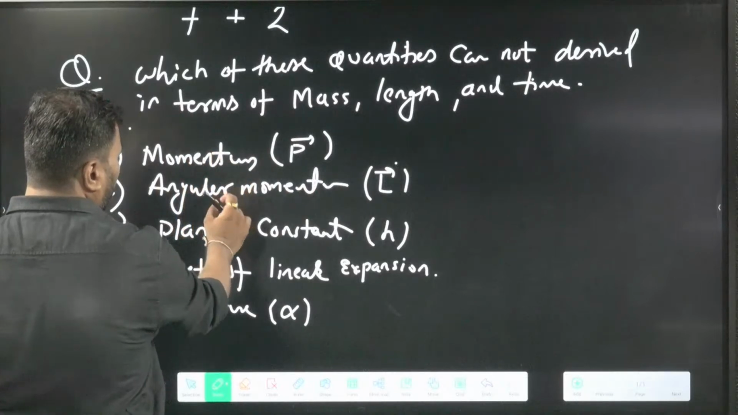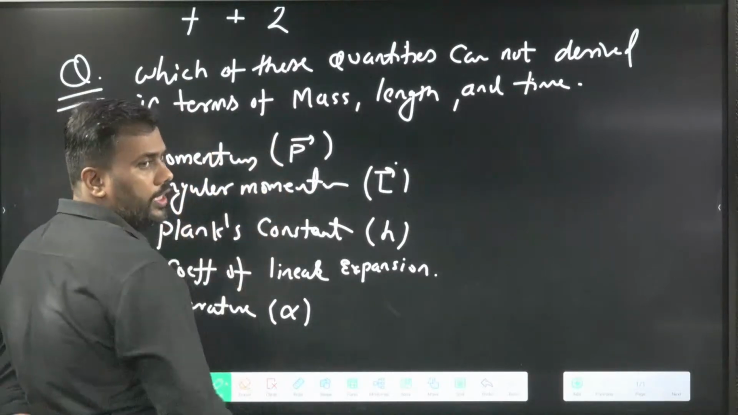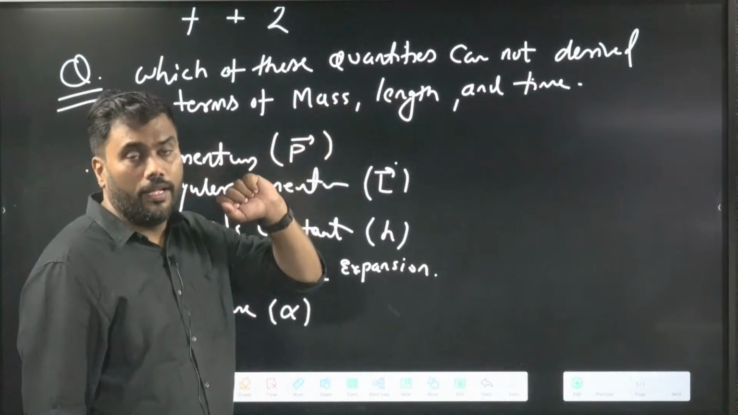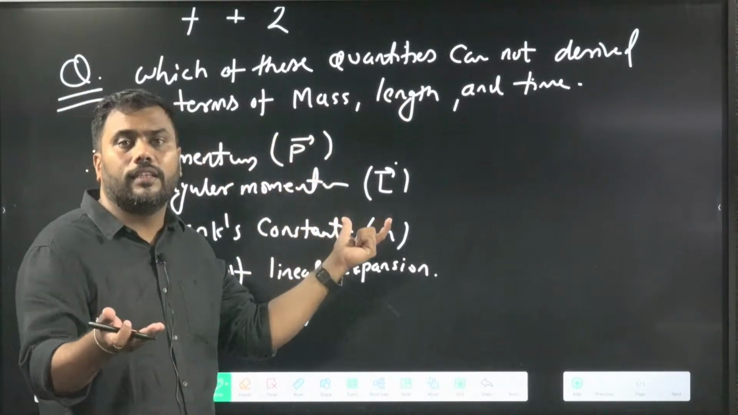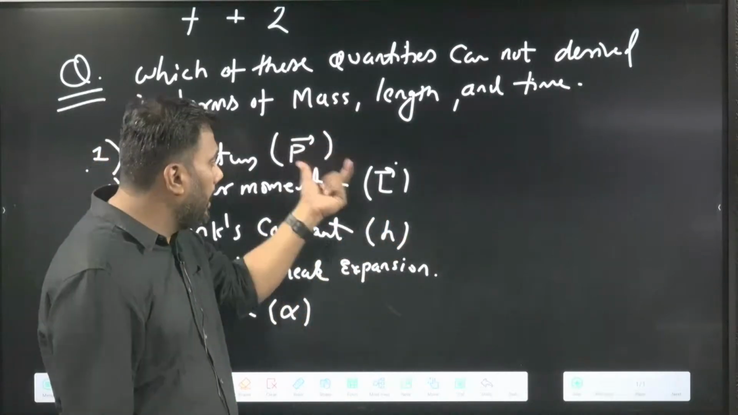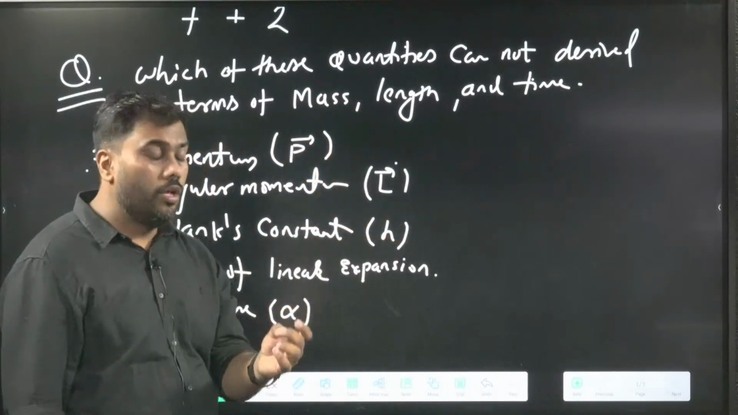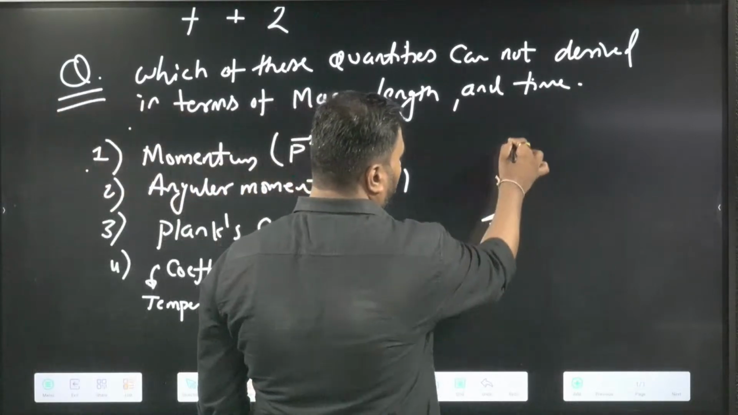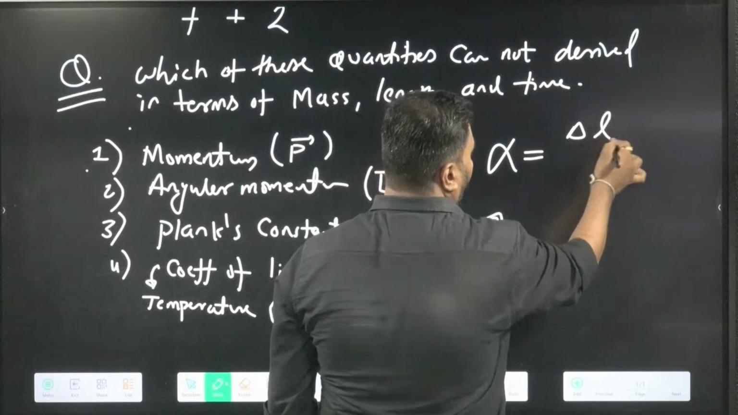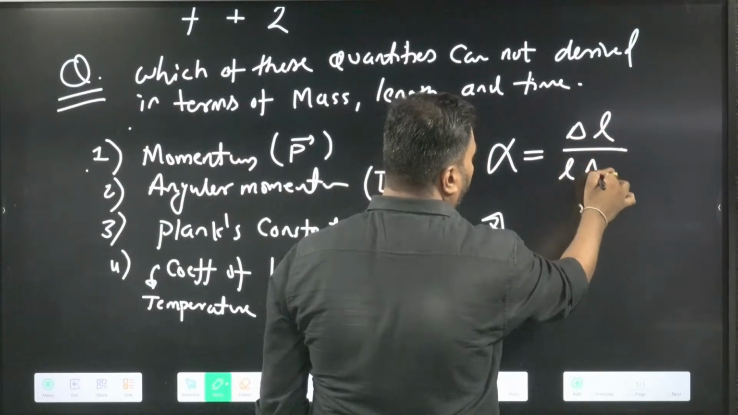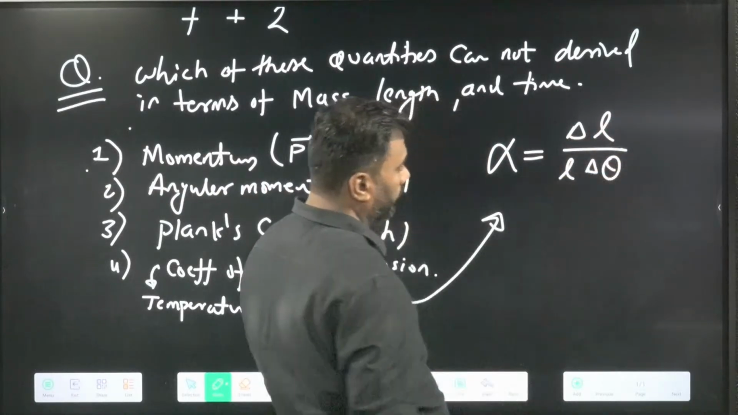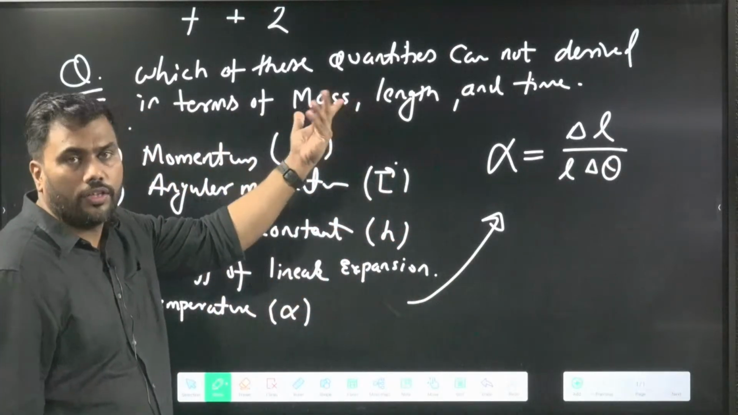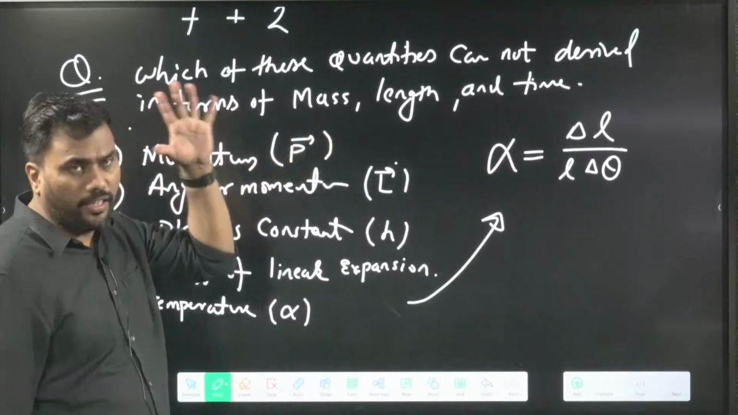Momentum, angular momentum, and the Planck constant are all derived in terms of mass, length and time. If their dimensions are in terms of mass, length and time, you should remember their dimensions. But the temperature coefficient of linear expansion, alpha, is defined as delta L by L delta T. Delta T here is temperature, so I am writing theta for temperature because T we can write for time.